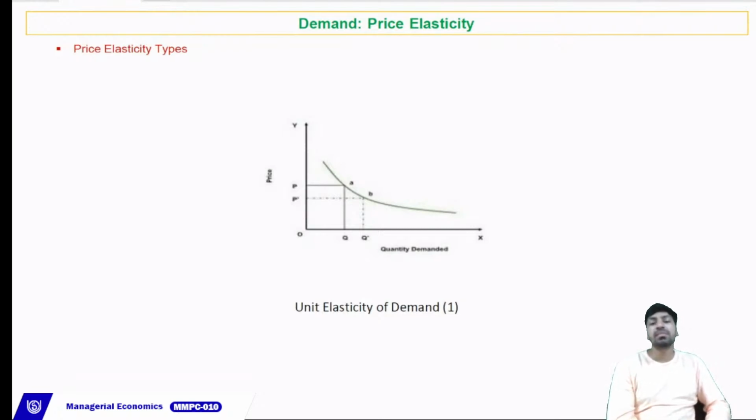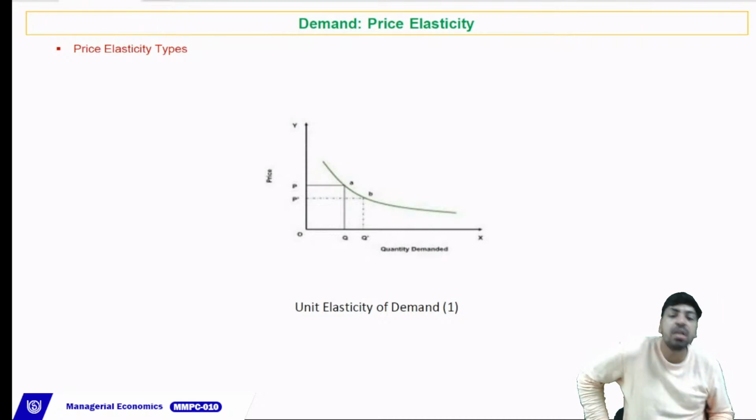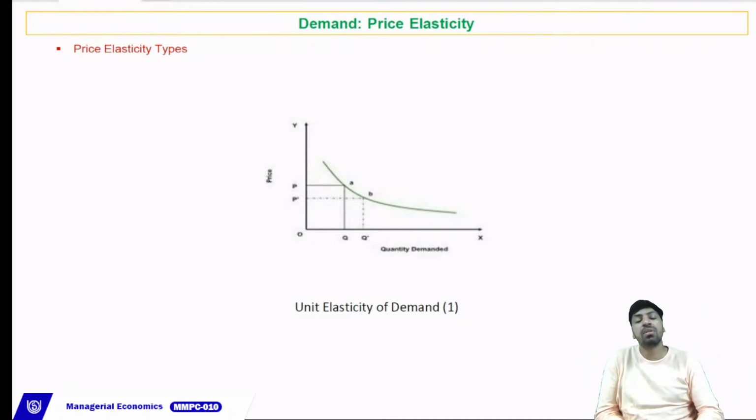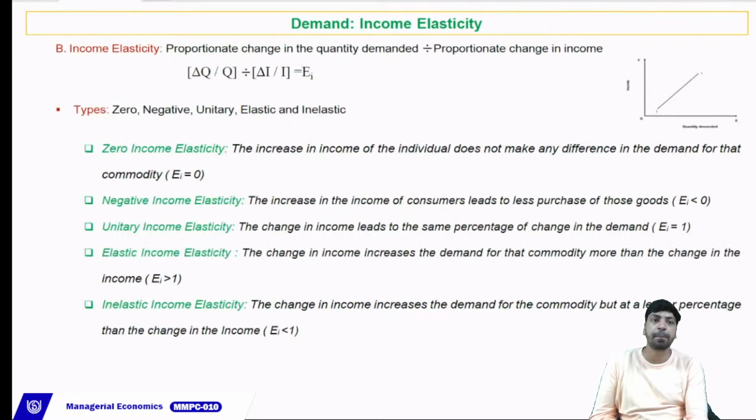Next one is unit elastic demand, where the change in price is equal to the change in quantity, and the shape is a downward sloping curve. That is called unit elastic demand, where the change in price and change in quantity is almost equal to one.